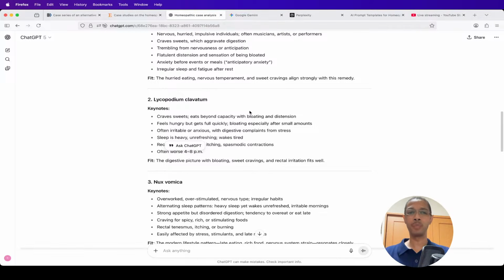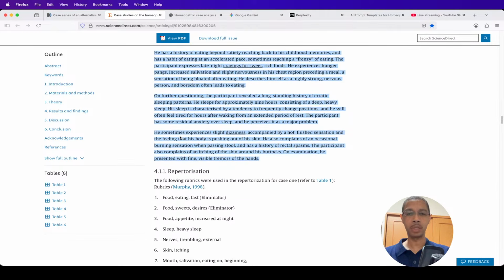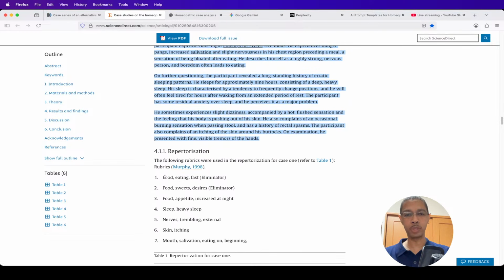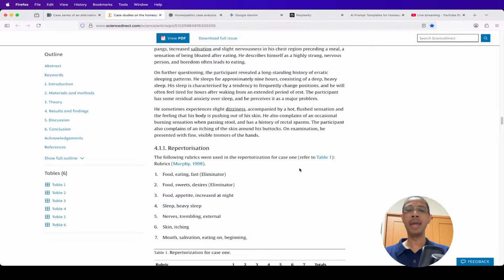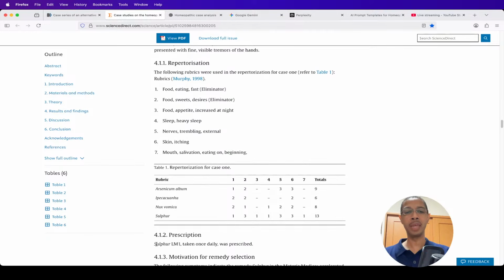And so just as a comparative, in this case, the people who did the case study, they did the repertorization. These are some of the rubrics they used, right? Food, sleep, nerves, skin, itching, mouth, salivation. And they prescribed, well, here's their point. So they came up with Arsenicum, Ipecac, Nux vomica, and Sulfur. And they prescribed Sulfur LM1 in this case.